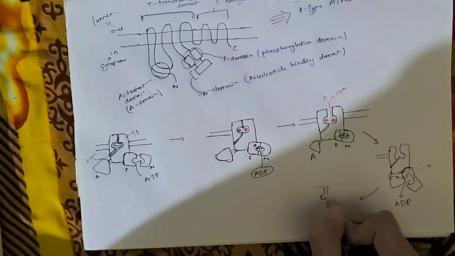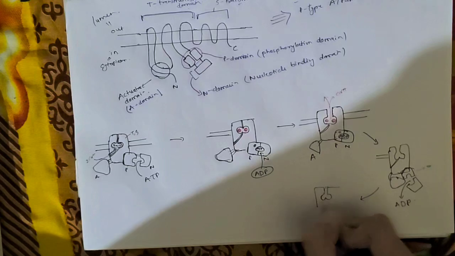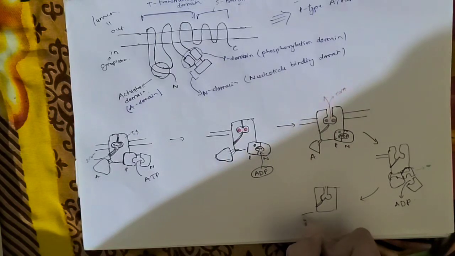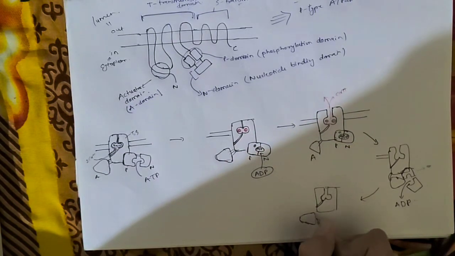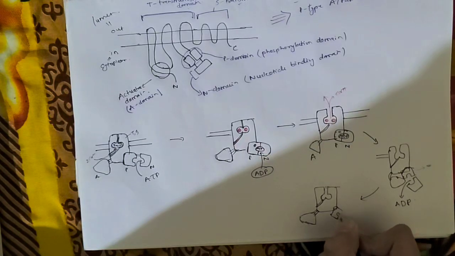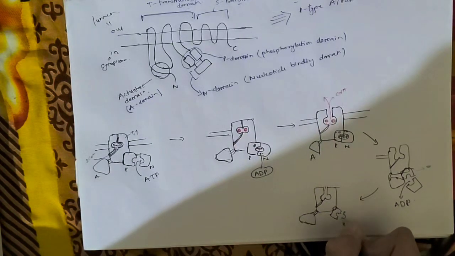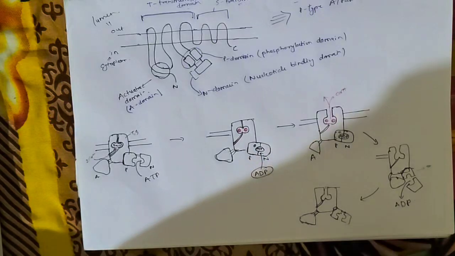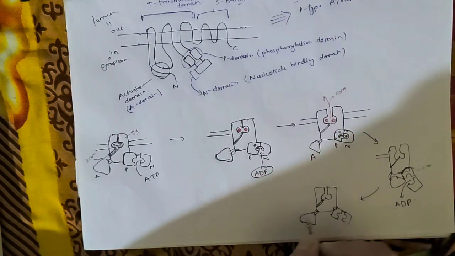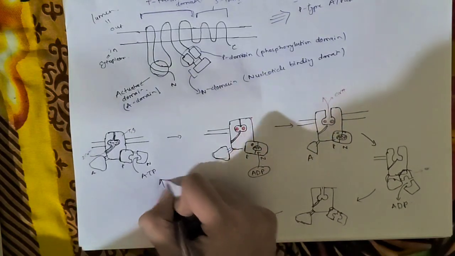Exit canal is open even now, and entry canal is closed. A domain has returned to its original position, and N domain and P domain also have returned to their initial position. The only thing that remains is these canal conformational changes that have to occur, which is the next step.